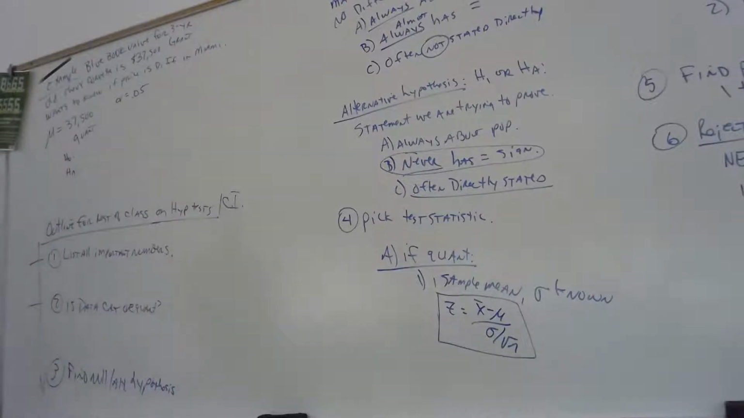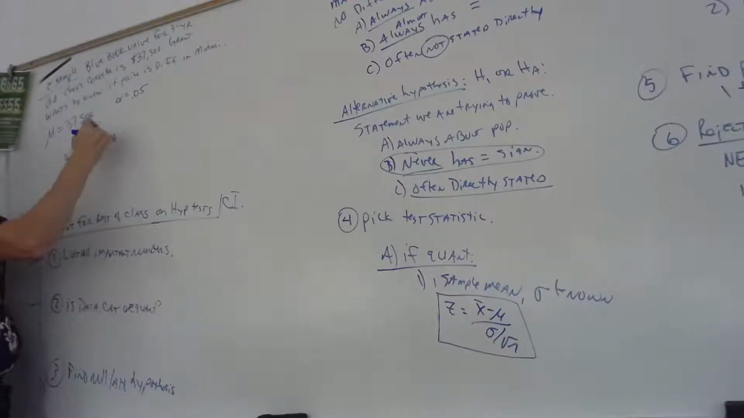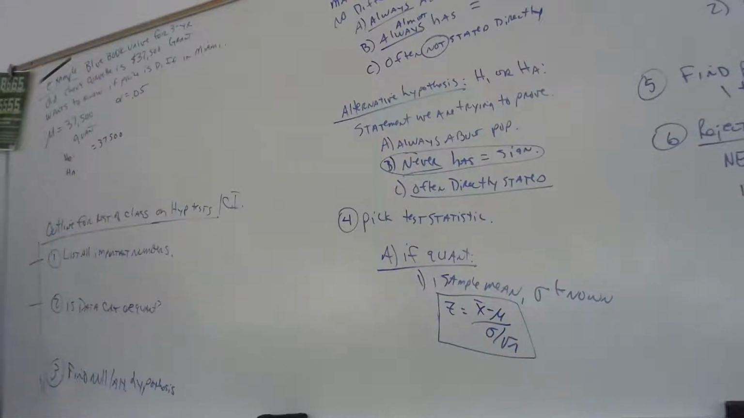Rachel, it must be your turn. One of them was 37. Ah, that would be a good guess. Is one of them the 37,500? That would be a good guess.